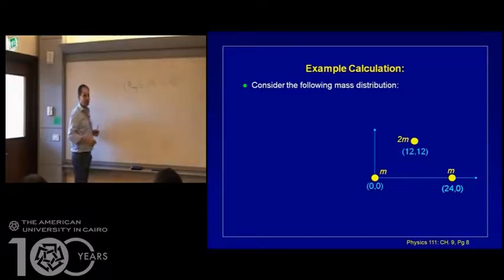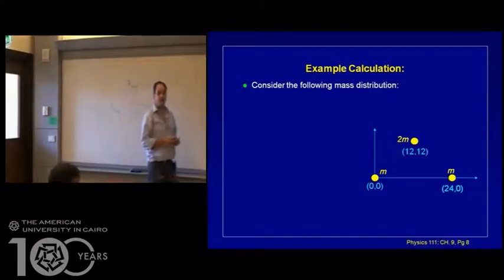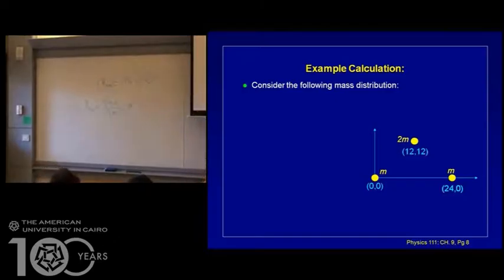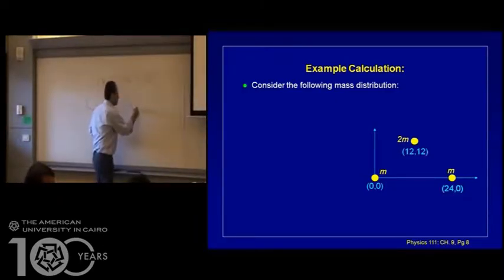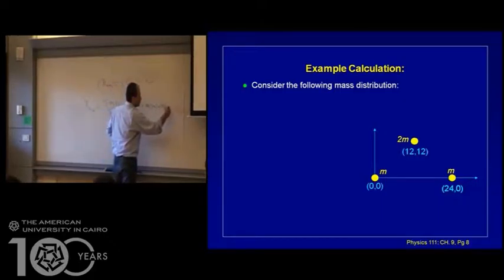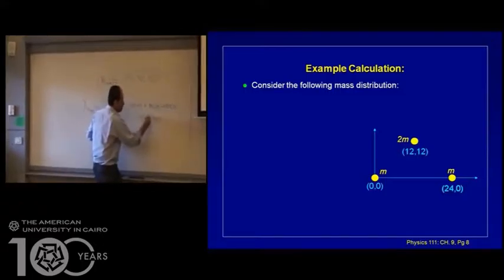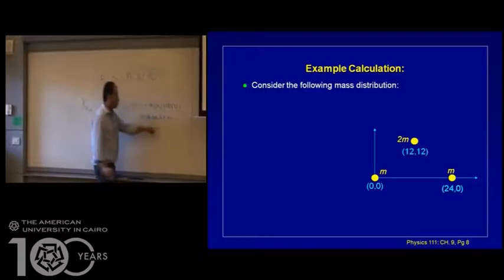Abdurrahim, how can I calculate the center of mass? I will say that X center of mass equals the summation of mi xi divided by the sum of all masses. That means mass number 1 times its position, 0, plus m2, which is m, times 24, plus 2m times 12, divided by 4m. And the 4m came from m plus m plus 2m. This is the X center of mass.